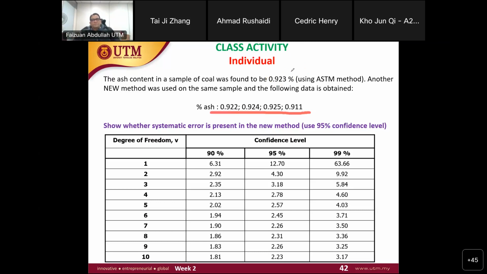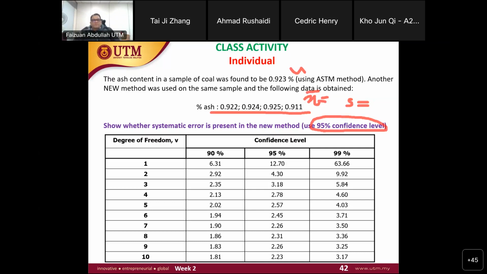So this is mu. And you calculate the x, the mean, and also the standard deviation. And then show whether systematic error is present in the new method. Use 95% confidence level. I have told you that normally they use 95% confidence level. So at 95% confidence level, how much is the t table?